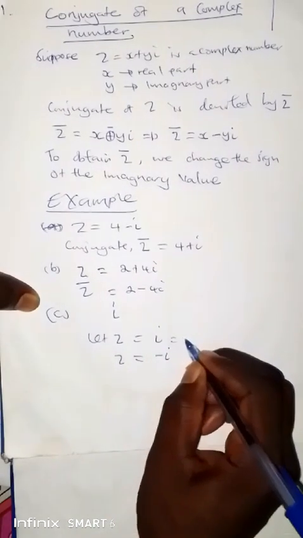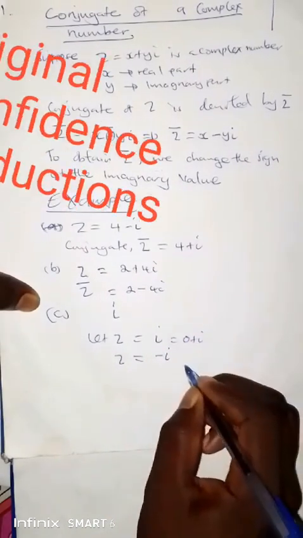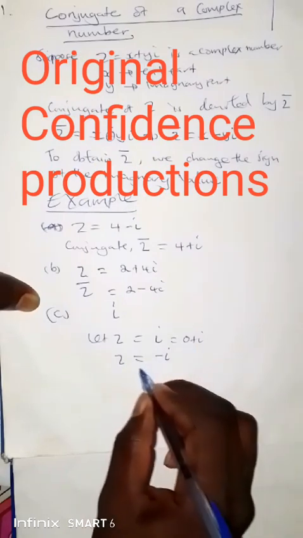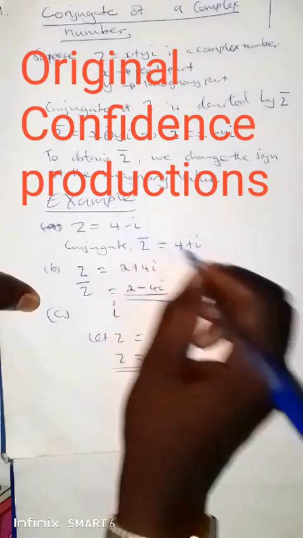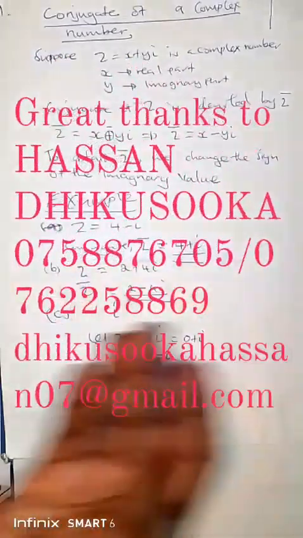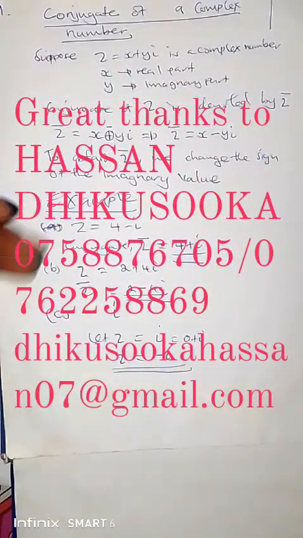So we change the sign of the imaginary part. This is the same as writing 0 plus i. That's why you are changing the sign of the imaginary part. This is how we do this thing, and that's how we get the conjugate of any complex number.